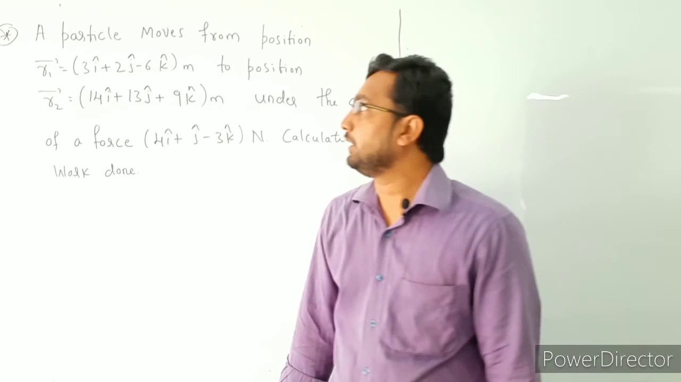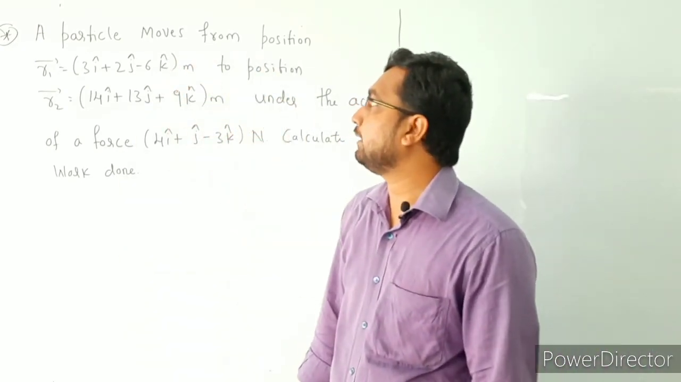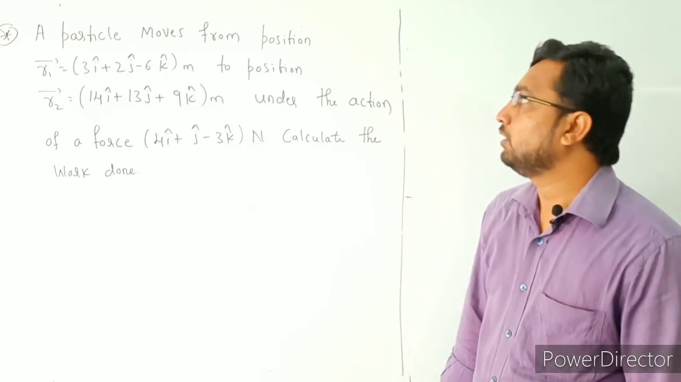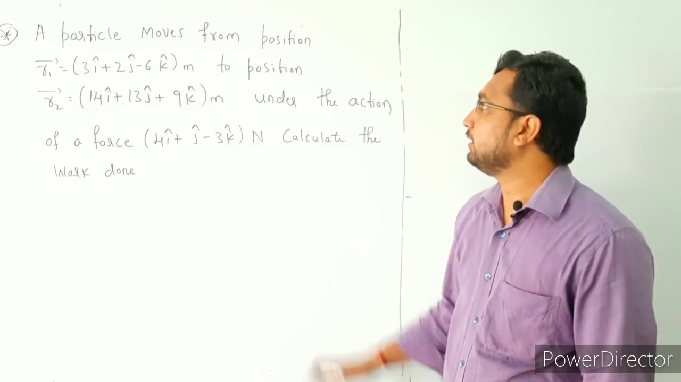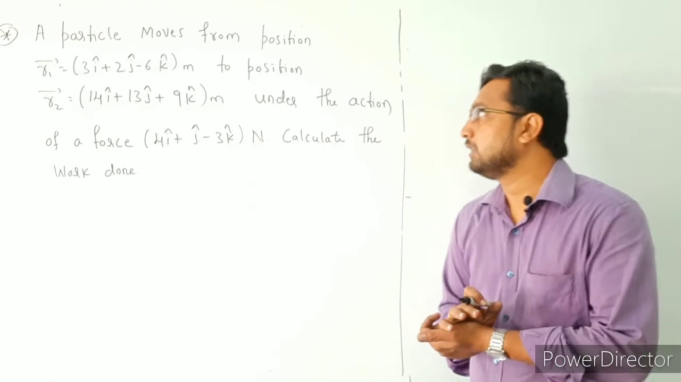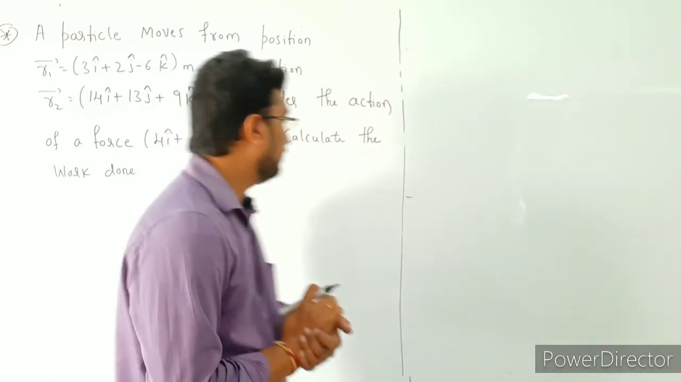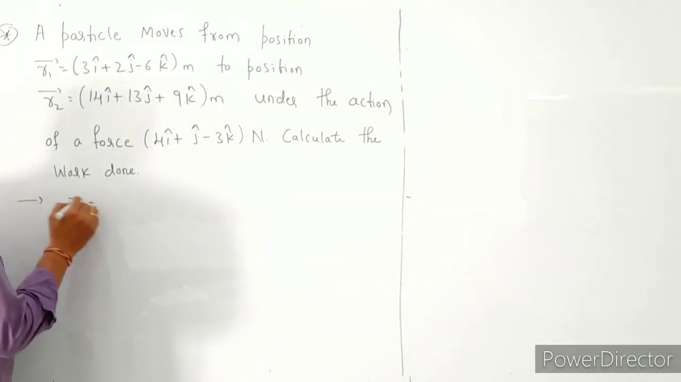Okay, see the next problem here. A particle moves from the position R1, given as 3i plus 2j minus 6k meter, to a position R2, 14i plus 13j plus 9k meter, under the action of a force 4i cap plus j cap minus 3k cap Newton. Calculate the work done.